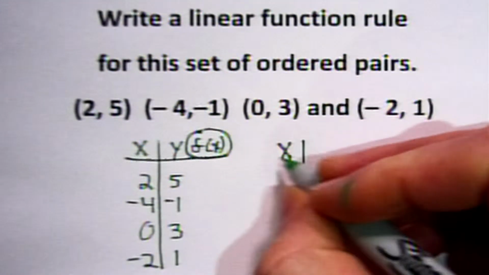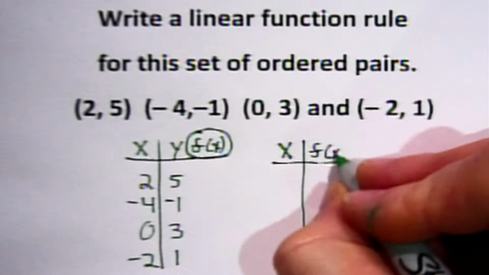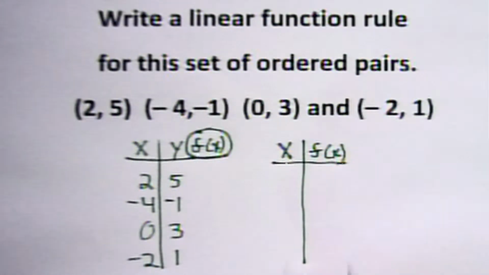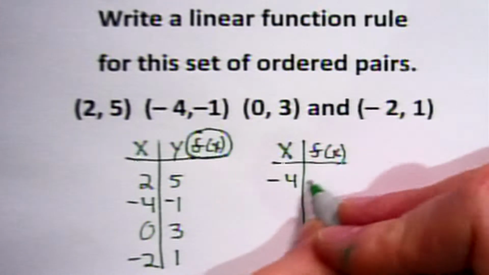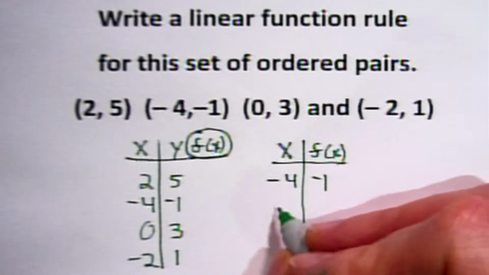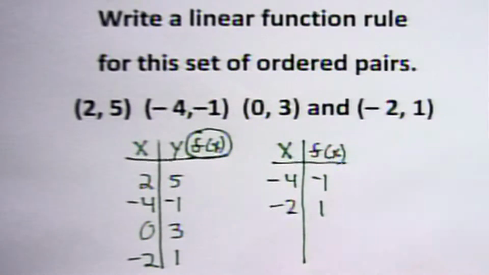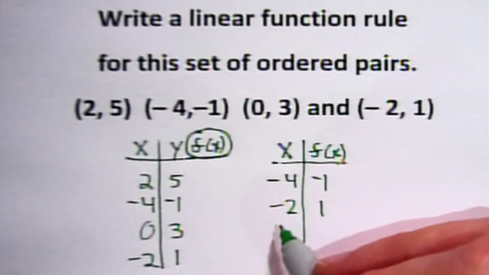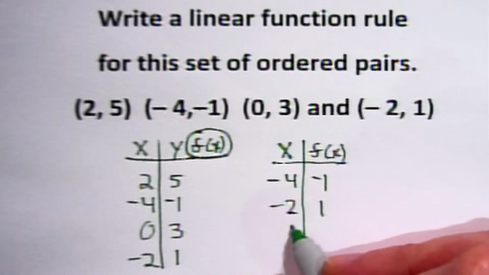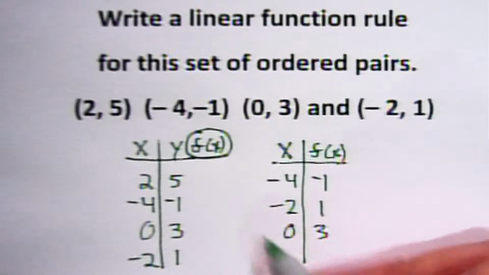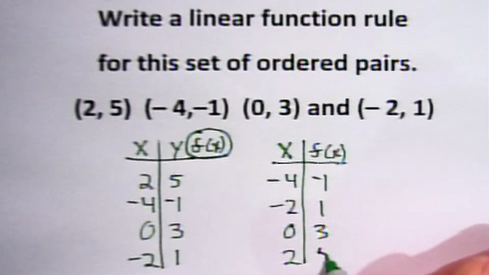Let's see if I can say words today. And we've got f of x, right there we go. Let's put it in there, and let's go with the -4 first, -4, -1. How about -2 and 1 coming in next. And while we're at it here, we'll put a 0, 3 right there. And we've got 2 and 5 going on.